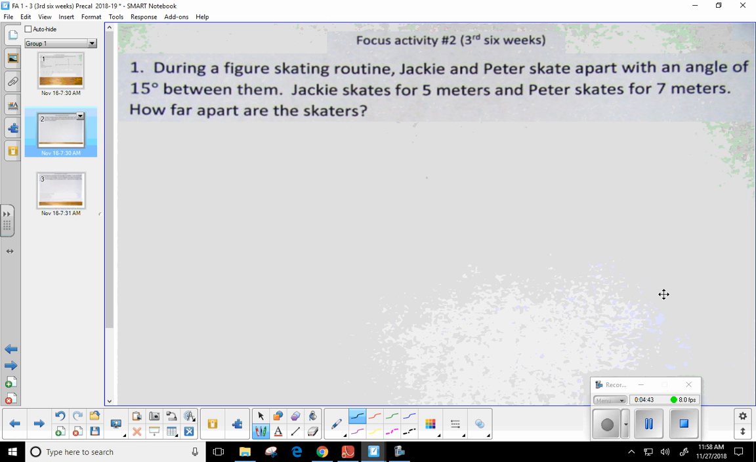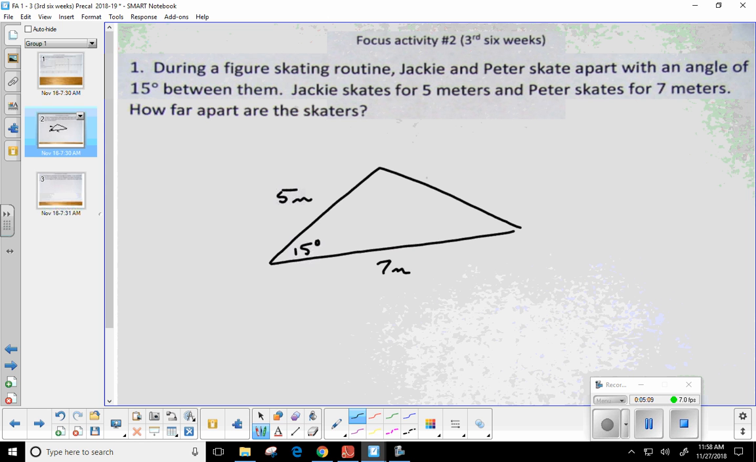Draw a picture. Kind of visualize what's going on. So let's say right here, they're both standing right next to each other. Jackie skates off in her direction. She goes for 5 meters. Peter decides to go off in his direction. It's going to be a little longer because he skates for 7 meters, and we're told that there is a 15-degree angle between them. And the question says, once they go the respective distances, what's the distance between them when they stop?